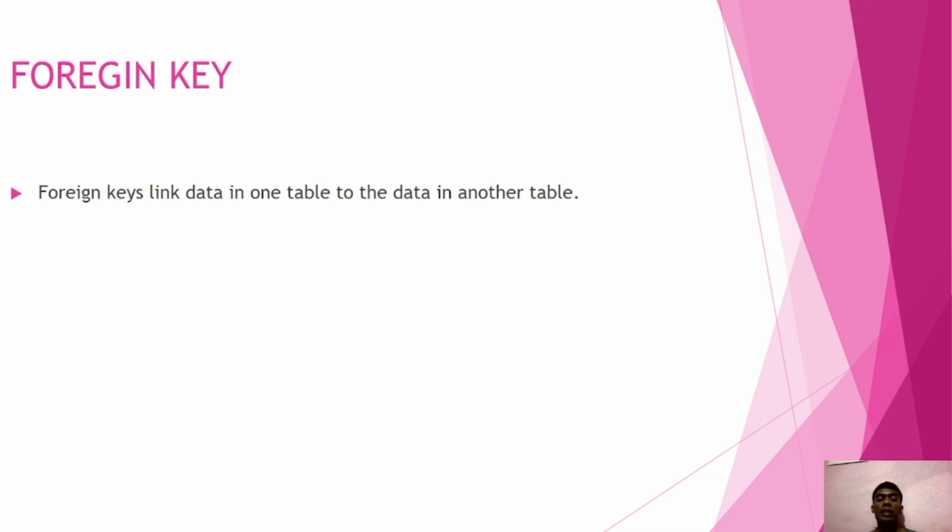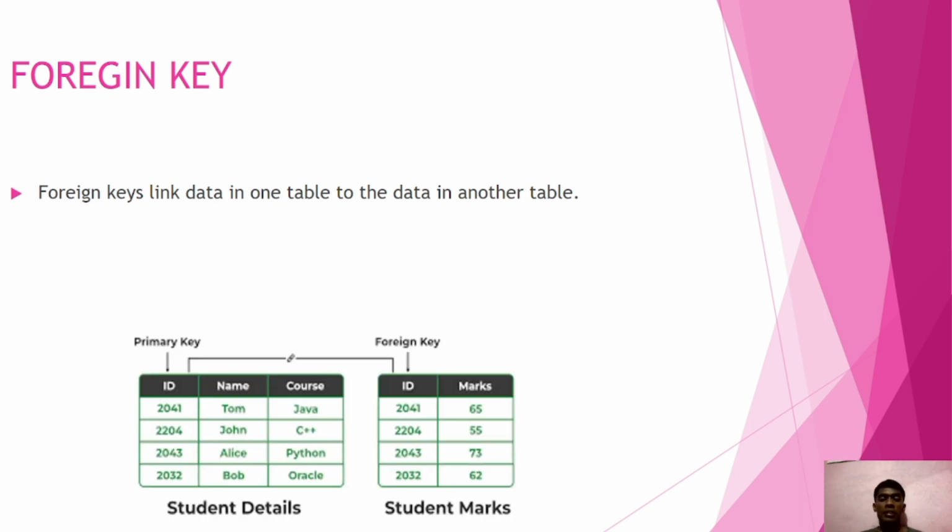Next key is foreign key. What is a foreign key? A foreign key links the data in one table to data in another table. You can see in this picture, here the foreign key is ID. One table has ID, and another table has ID, student detail and student marks. A common attribute is ID. It is known as the foreign key.